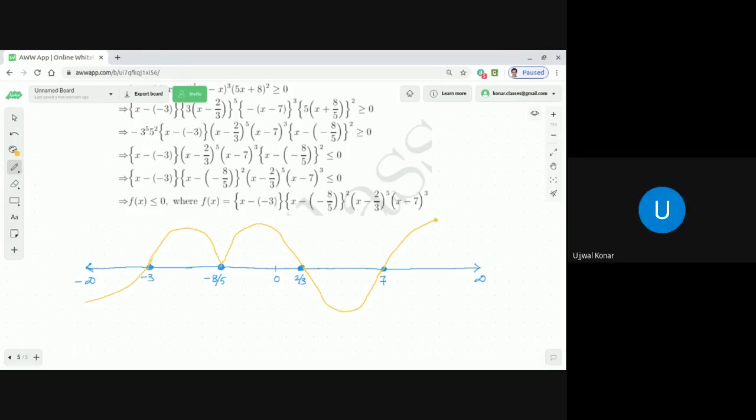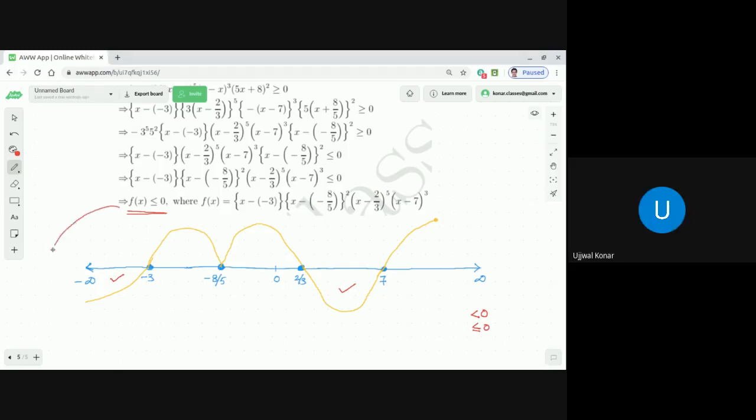Okay. Now what is our solution? Our solution, we need to find f(x) less than or equal to 0. Na, dear students? So if you recall, anything below the number line is related to less than 0 or less than or equal to 0, so I should focus on the part of this curve where it is below the number line. So this is one part and this is another part. Correct, dear students? Yes.